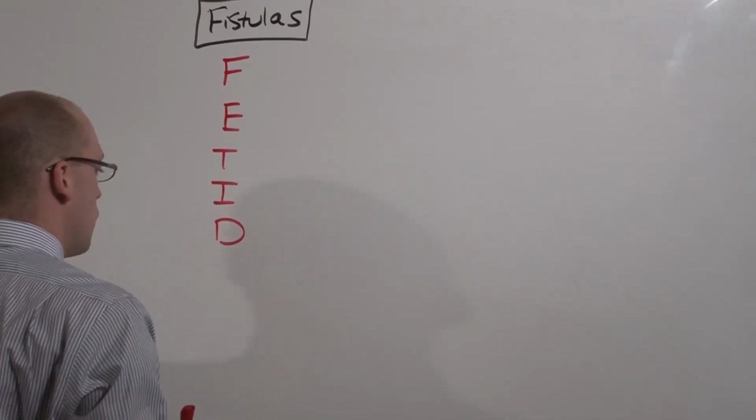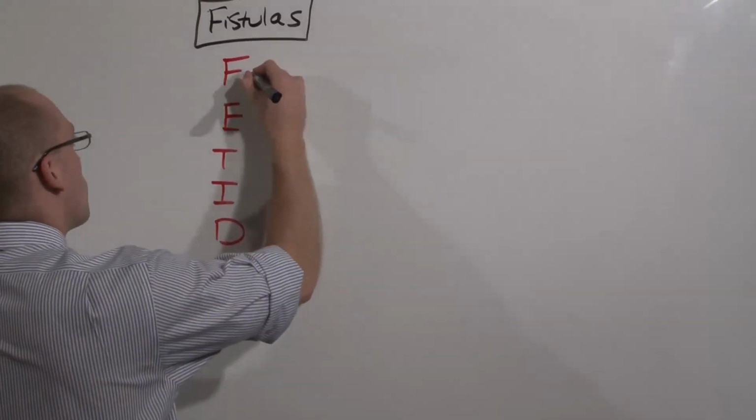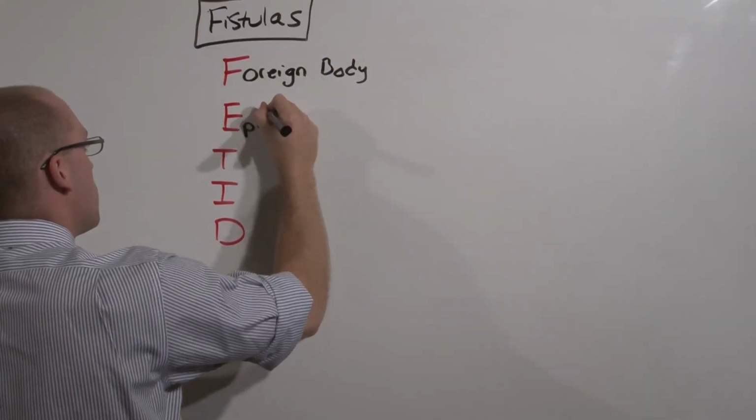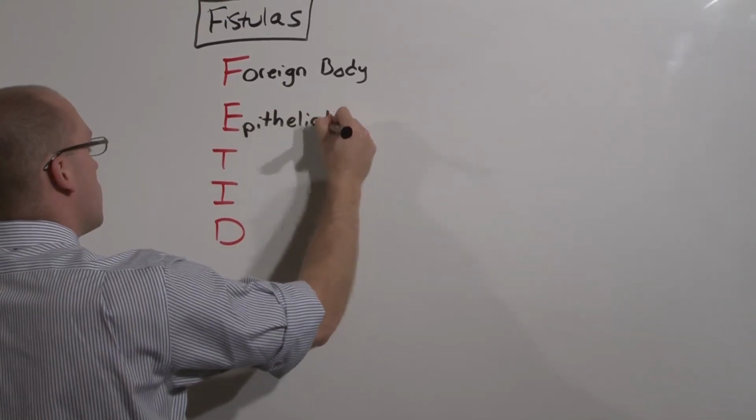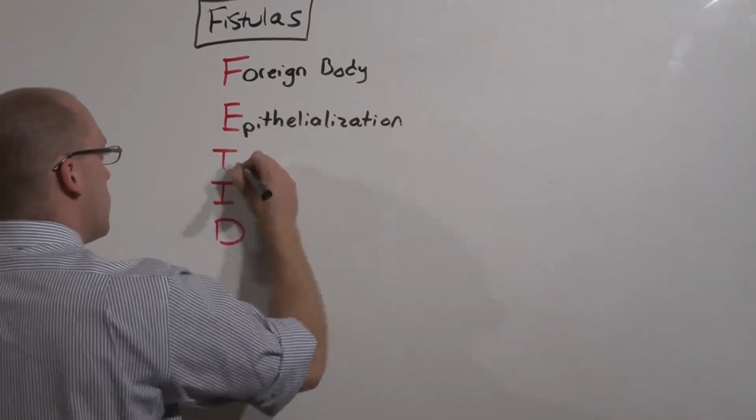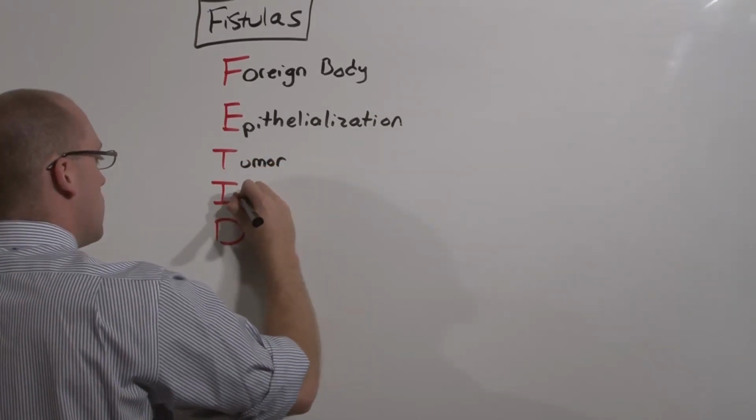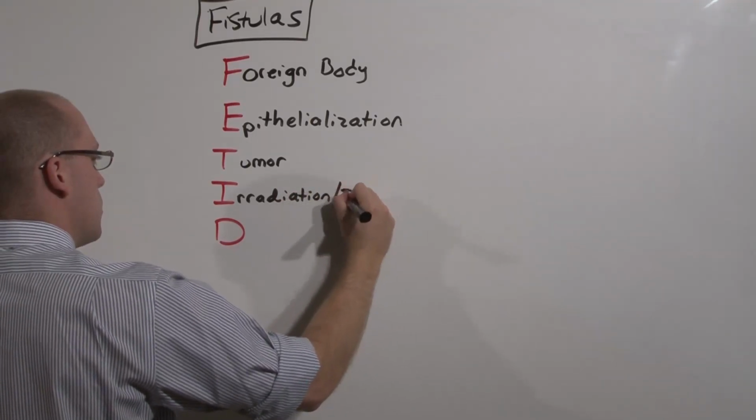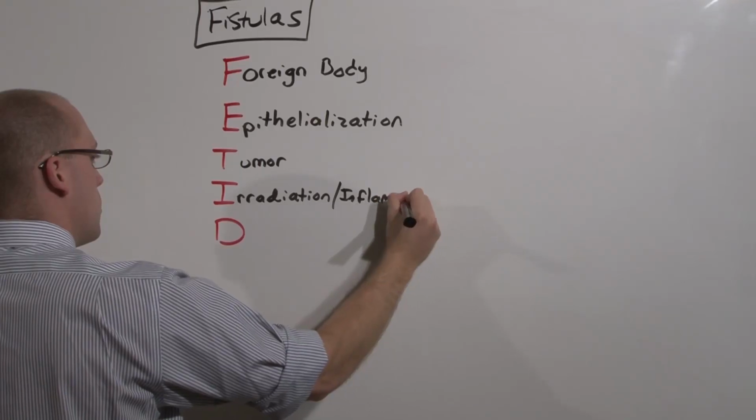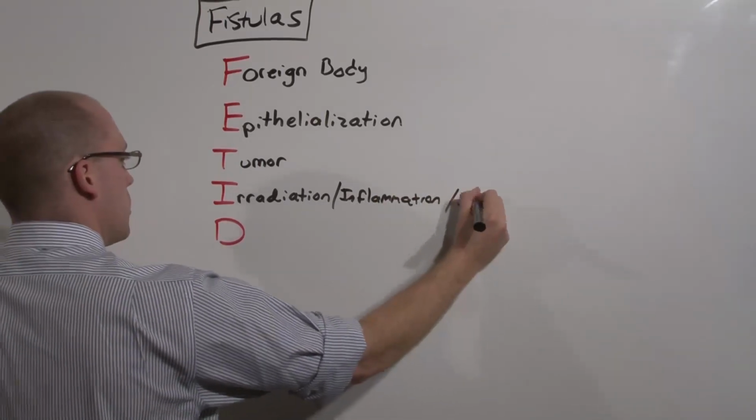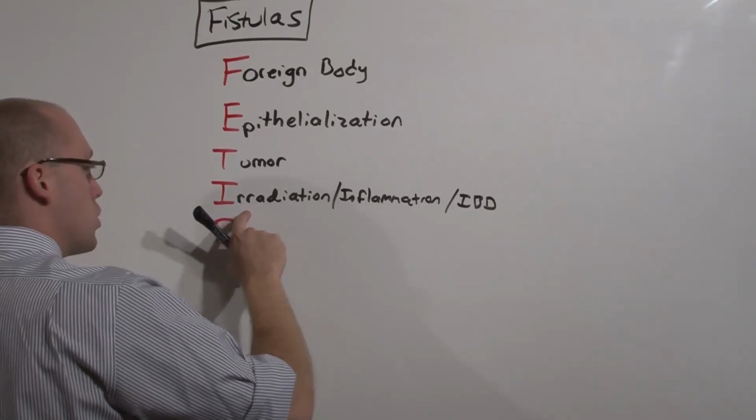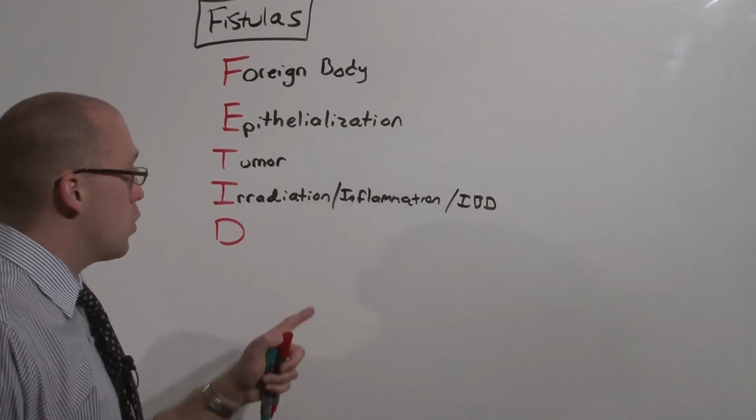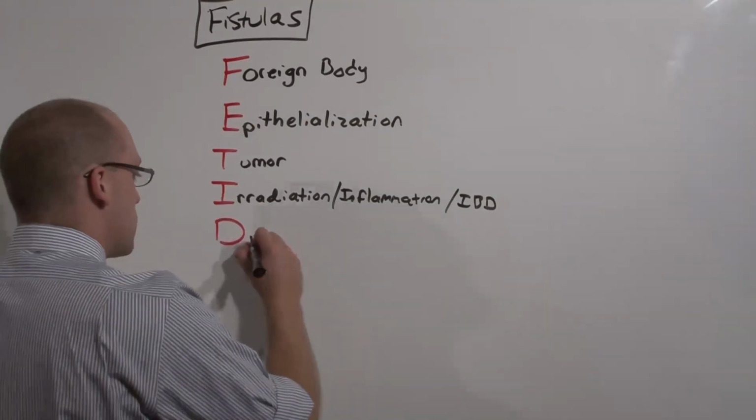This is how fistulas form. Foreign body, epithelialization, tumor, irradiation, inflammation, and inflammatory bowel disease. This is generally why surgeons do not want to cut on inflamed tissue. Not only is it hard to identify structures, you also have a chance of creating a fistula and a distal obstruction.